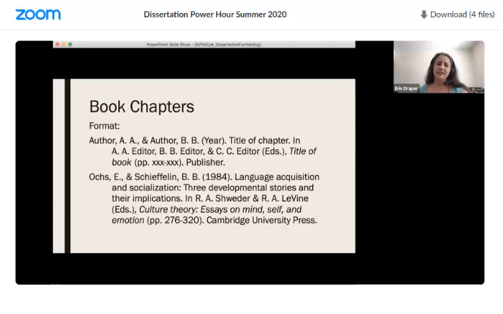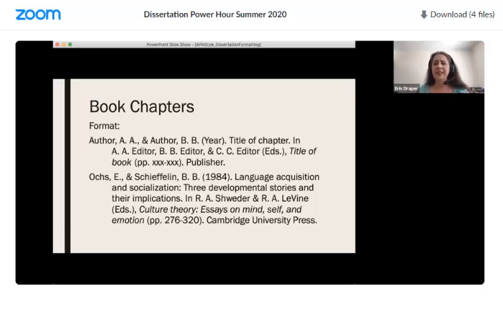Book chapters. They're kind of like a mashup of the way periodical references look and the way book references look. The important thing to note is that both the chapter title and the book title are sentence case capitalization. The chapter is not italicized, the book is italicized, and then they add in PP as an abbreviation before the page numbers, which is something that is unique to book chapter references only, and I'm not sure why, but there it is.